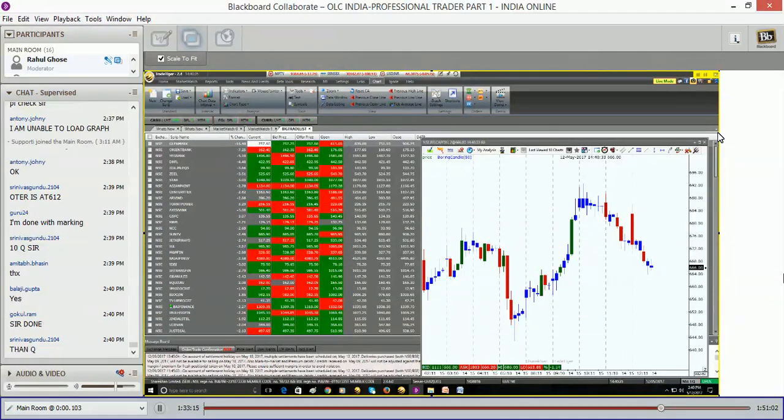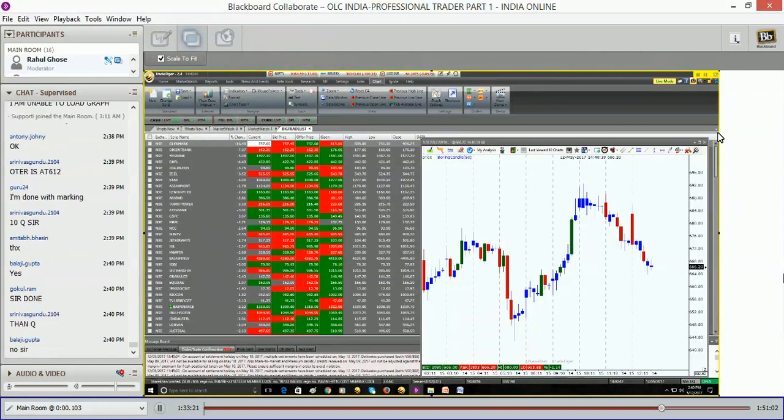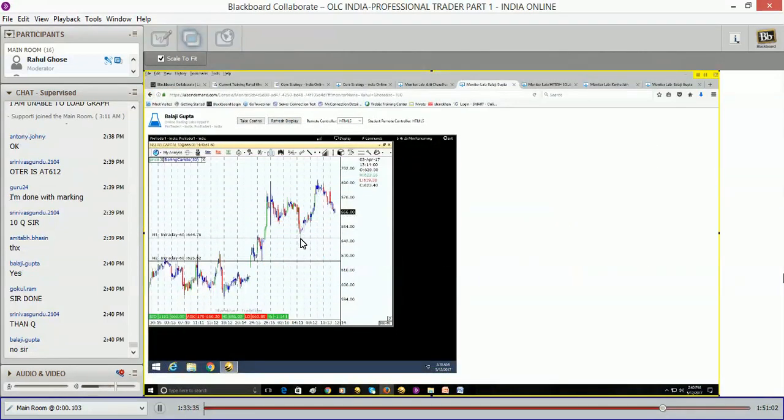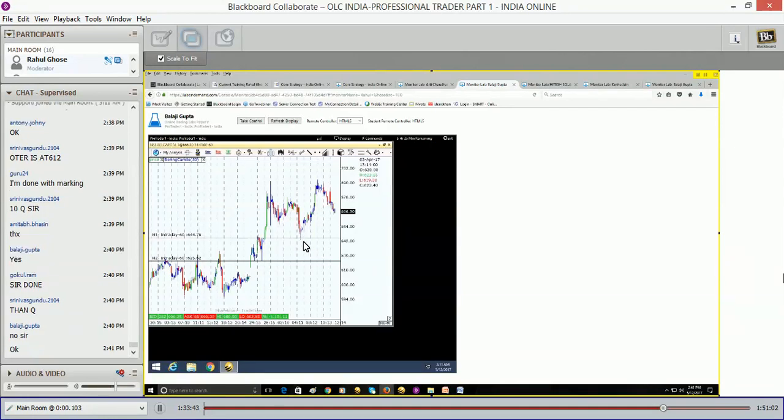Did you understand what I was trying to say, Balaji? Now the level that you've marked, from 644 to 625. Let me bring it over here so that everybody can see. Can you see prices have come back and touched your level? Whenever prices come back and touch your level, it means that you can no longer take that level. It is a tested level and we don't take tested levels.